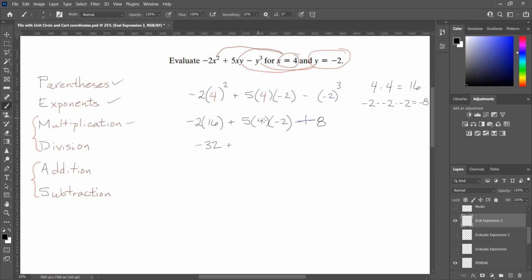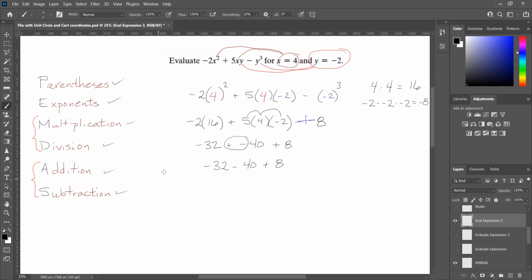We'll do the plus. 5 times 4 is 20, times negative 2 is negative 40. And then we've got plus 8. Again, we've got this plus a negative, which is minus. So negative 32 minus 40 plus 8. And we've taken care of that.